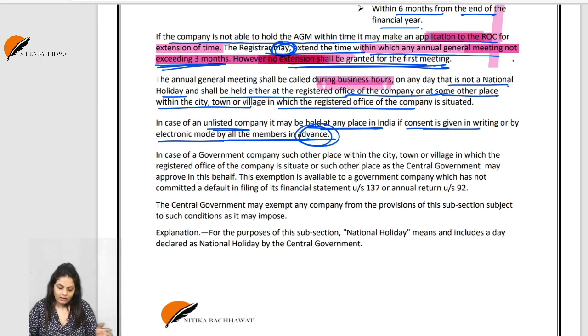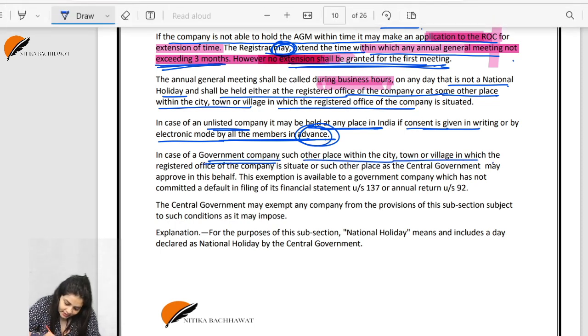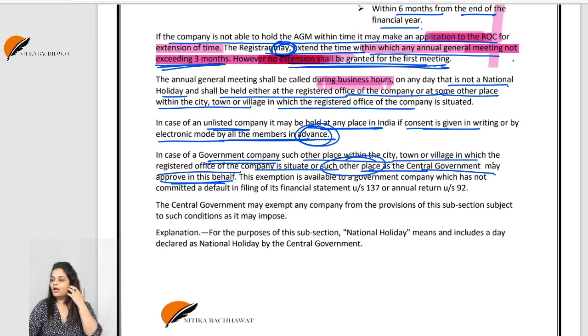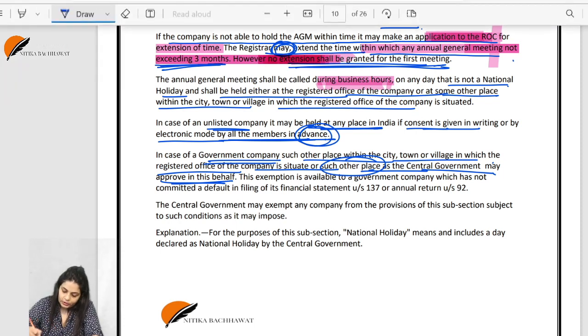In case of a government company, such other place within the city, town or village where the registered office is situated or any other place as the central government may approve in this behalf. I hope it's clear with this. We are done also with section 96. I hope it is clear to all of you.